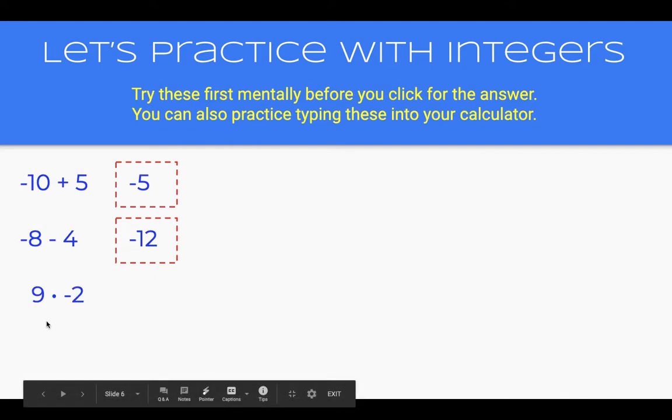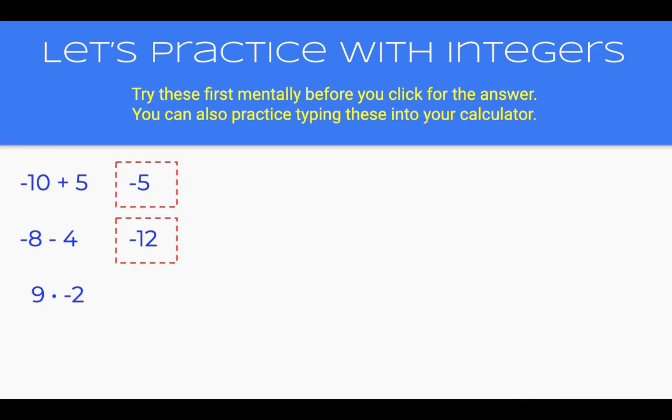9 times negative 2. At any point on this, if I'm going too fast, please pause. 9 times negative 2, we have opposite signs, so that's going to be a negative. So 9 times 2 is 18, so it's going to be negative 18.